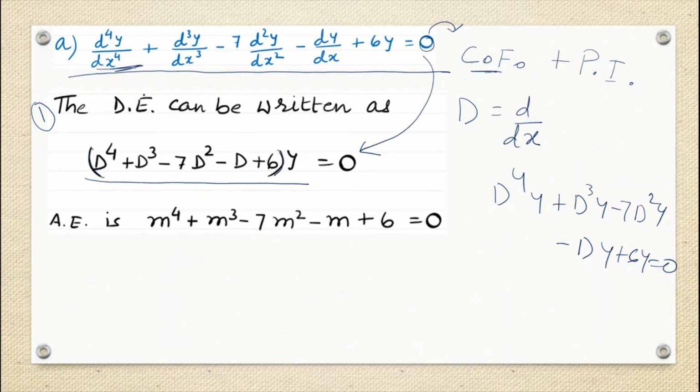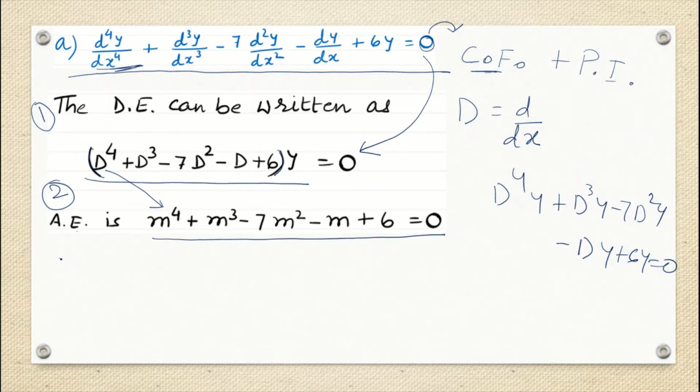Instead of writing these things, I'm just writing it in a simpler fashion. Second step is to find the auxiliary equation, or the characteristic equation. How to find the characteristic equation? We just replace D with m, and in this characteristic equation we don't add y. So we don't add that variable. Only replace D with m, and we have got this here. So step 2 is also done.